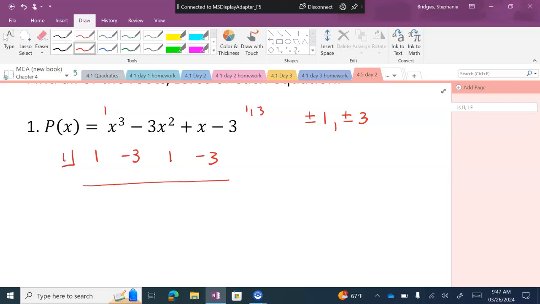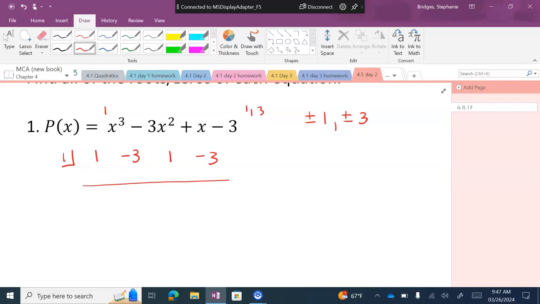See my list right now, the plus or minus 1 and the plus or minus 3? I'm starting with positive 1. So positive 1, negative 1, positive 3, and negative 3 are my possible rational solutions. I'm just trying to find one that gives me 0 for a remainder. If the first one doesn't work, yeah. Does 1 work? No. Okay, let's look at this.